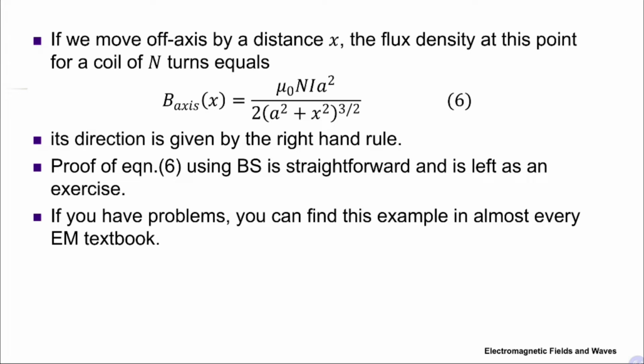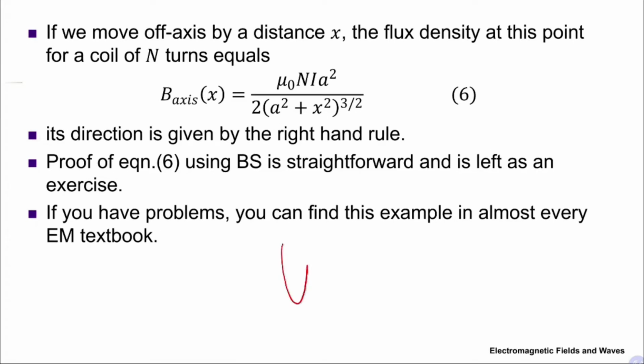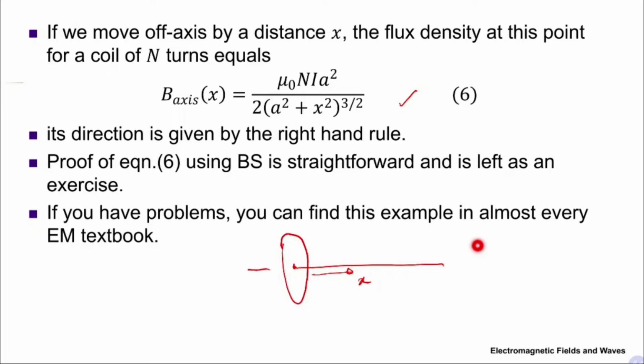Okay, so meaning that this is my coil. This is where the axis is, and then if you move away at the distance x, this will be the magnetic flux density going away along the x direction. I'm not going to show how this equation comes about. If you're interested, you can look up in the electromagnetic textbooks. They will show you how this can be derived.